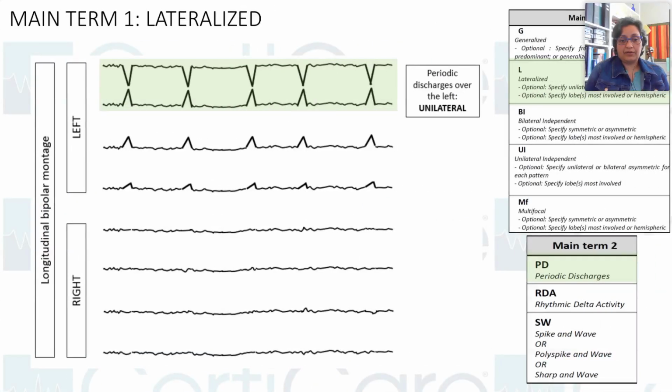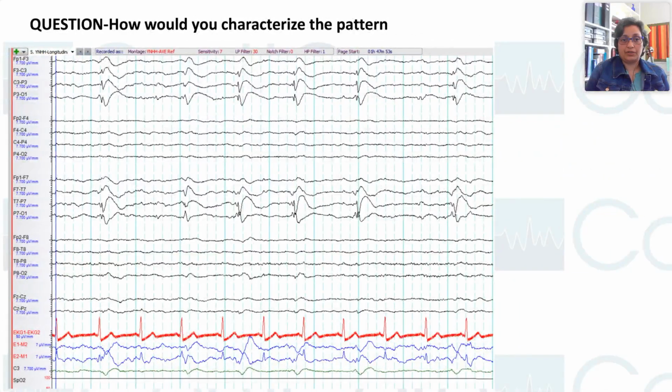Here is a lateralized pattern. So periodic discharges are present only on the left side. So these are LPDs, lateralized periodic discharges. During this presentation, there will be some questions. The questions will look like this. This is not the question that I'm asking you. So how would you characterize this pattern?